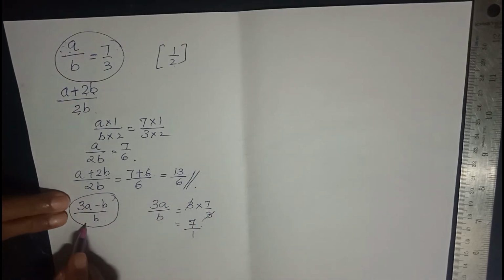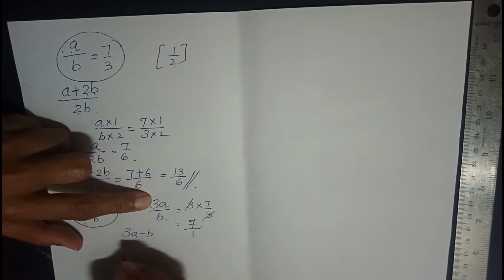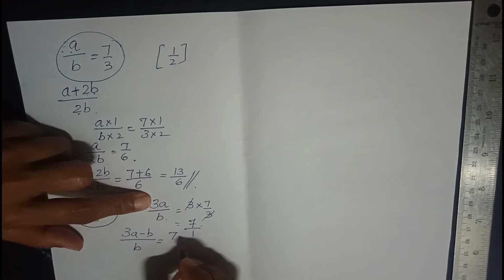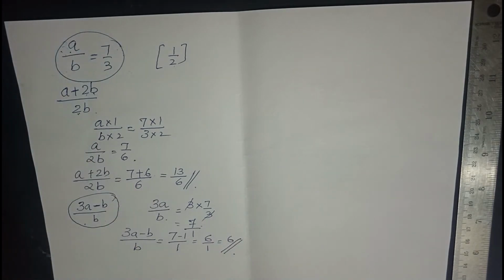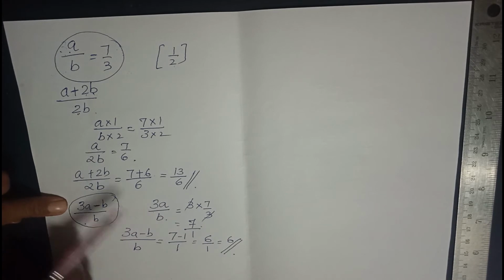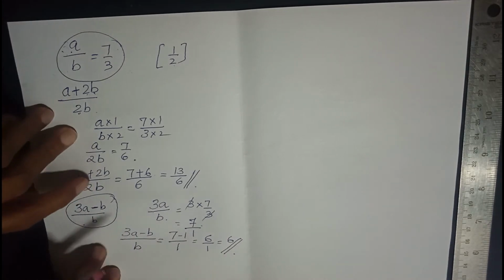Now let us find out our dividendo, that is subtraction. So (3a minus b) upon b is equal to (7 minus 1) upon 1, which is nothing but 6 upon 1, or 6. So this is how by multiplying we can get what we desire in the required question.